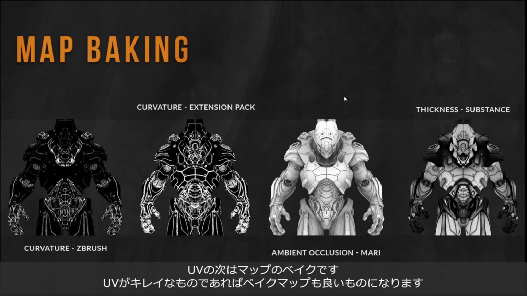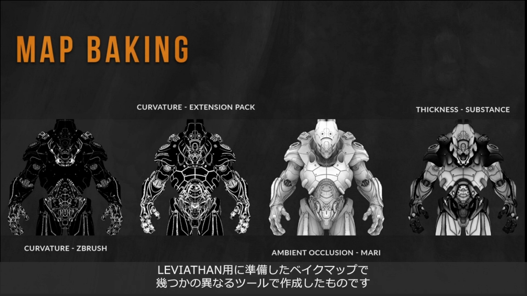So after we have our UVs, we're going to start baking our maps. This is another important thing. Having good UVs will also help you have good baked maps, because it depends a lot on the UVs and the resolution you have. So keep that in mind. And this is just a few maps that I used for Leviathan. I had curvatures from ZBrush, from the extension pack in Mari, ambient occlusion built in Mari, and maps from Substance. I just use whatever I have on hand to bake these maps.